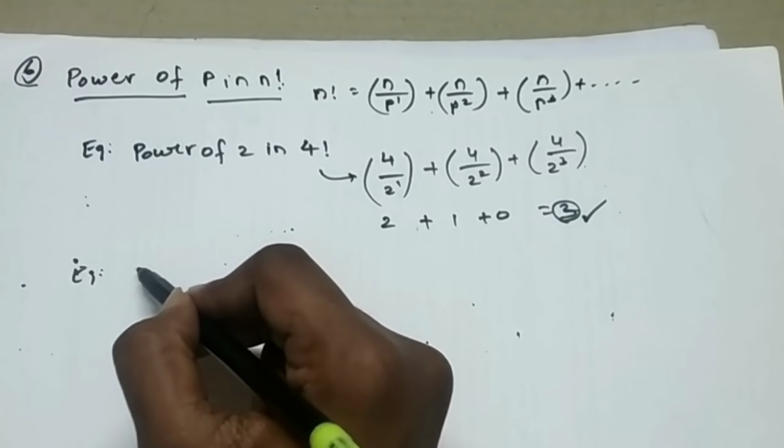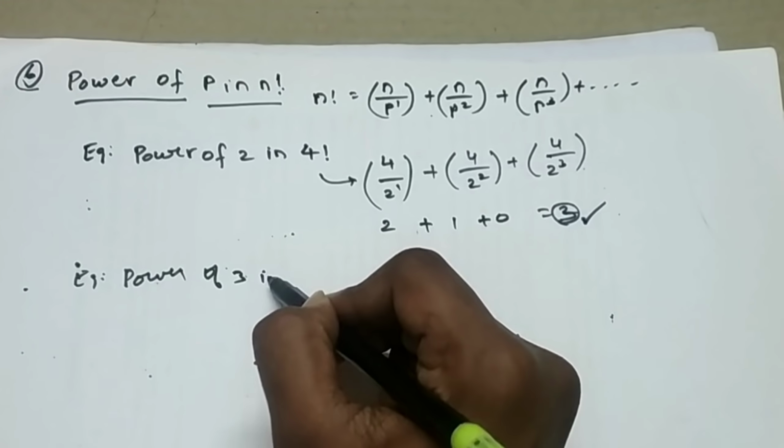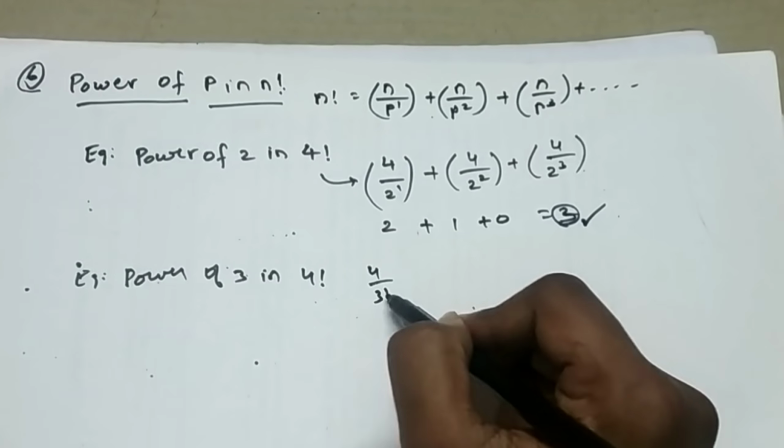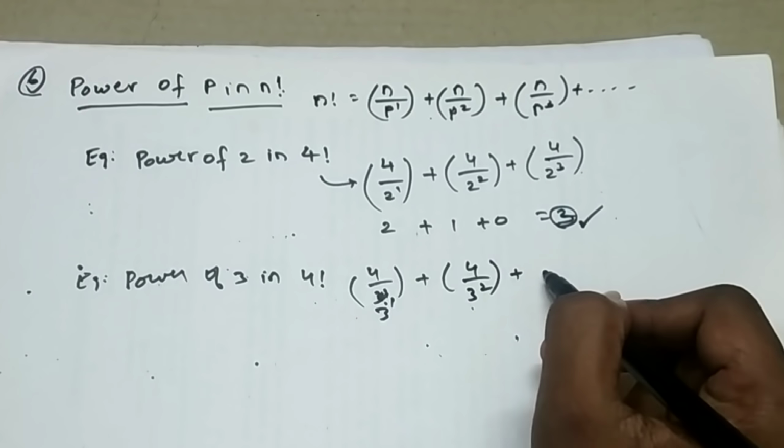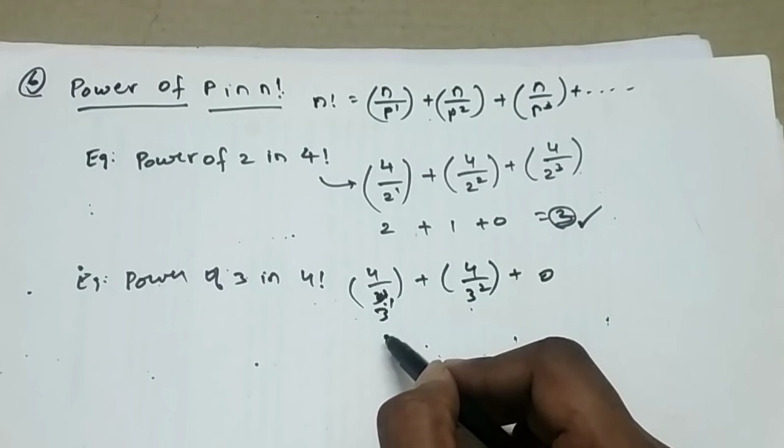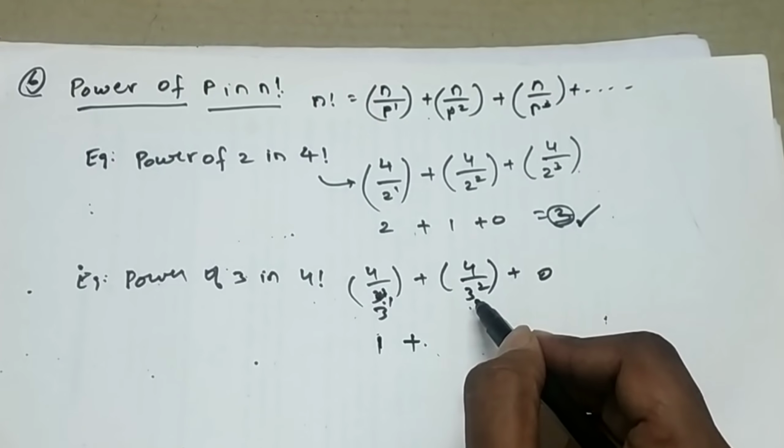And now going ahead, power of 3 in 4 factorial. So it will be 4 by 3 power 1 plus 4 by 3 square. Anything greater will be 0, so it will be 0, and 1 plus 0 is equal to 1.